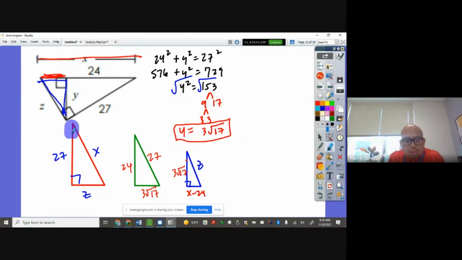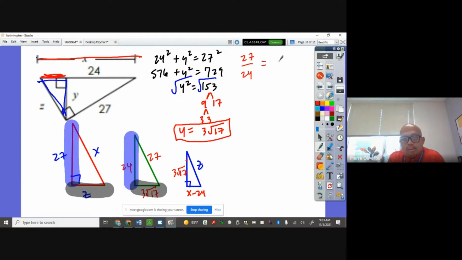So we know that this 27 matches with the 24, and I know that this 3 square root of 17 matches with z there. So I can find the z. My proportion will be 27 over 24 is equal to z over 3 square root of 17. I can cross multiply that, so that will give me 24z is equal to 27 times 3, which is 81. This will be 81 square root of 17.